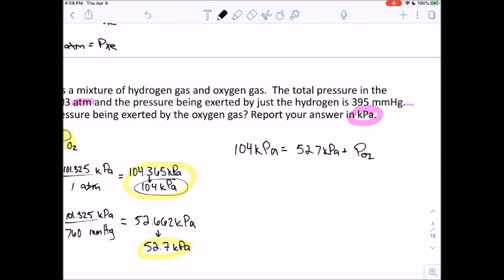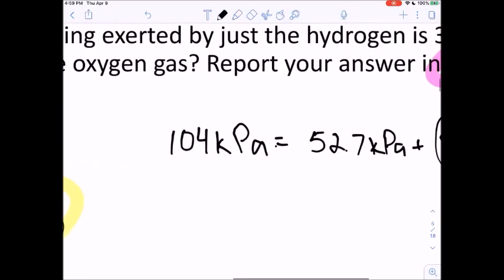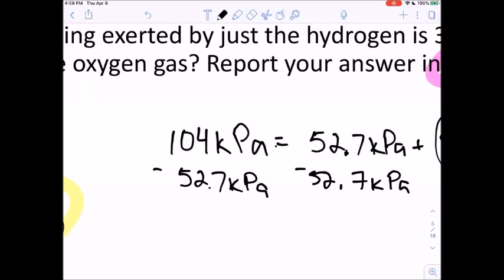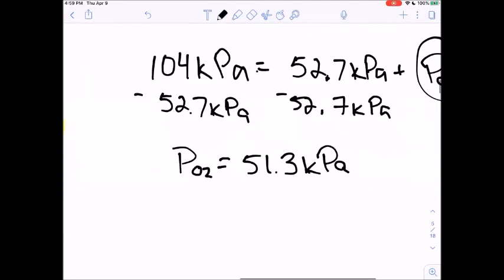So now you just solve for the pressure of the O2 by subtracting 52.7 from both sides. And when you do that, you end up with the pressure of O2 being equal to 51.3 kilopascals, which, if you're using appropriate significant digits, comes out to 51 kilopascals.